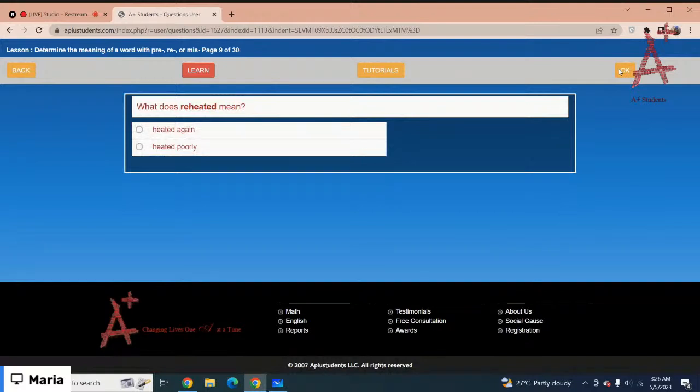Okay, what does reheated mean? Heated again, heated poorly, which is the correct option?